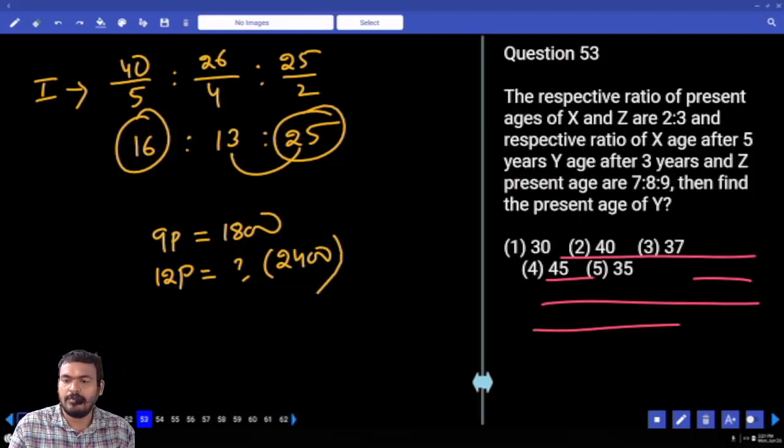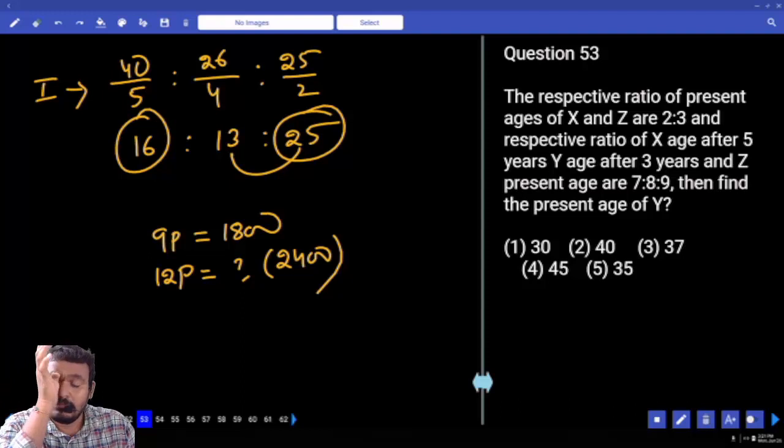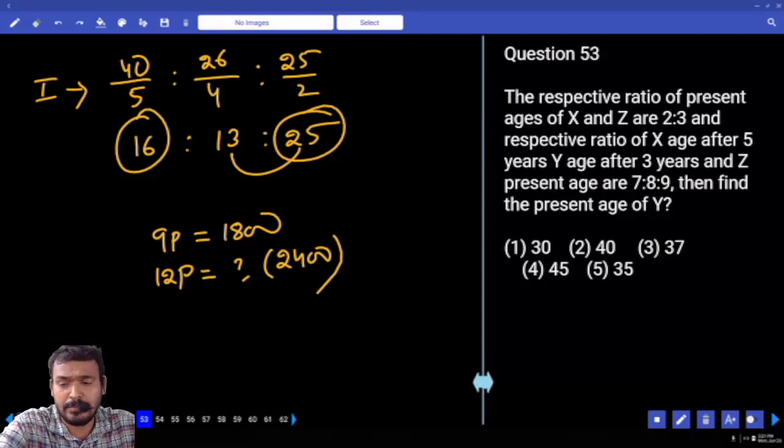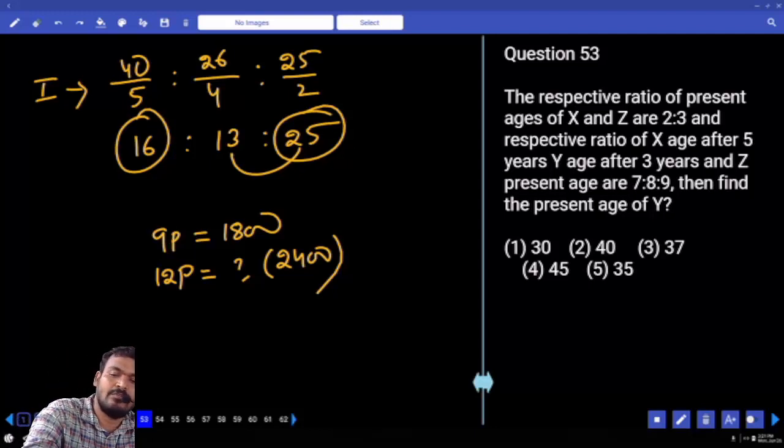Next question number 53. The respective ratio of the present age of X and Z are 2:3. And the respective ratio of X age after 5 years, Y age after 3 years and Z present age are 7:8:9. What is the question here? Find the present age of Y.